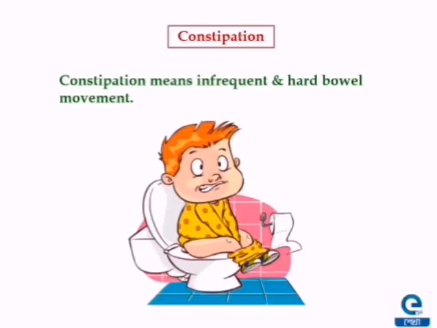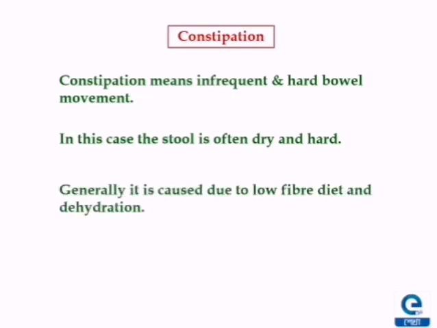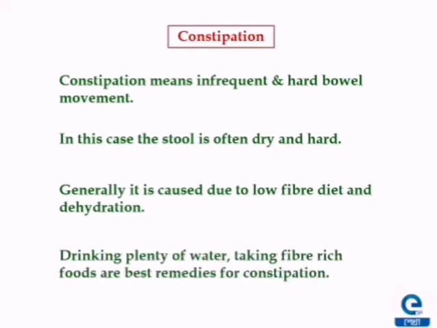The next problem we are talking about is constipation. Constipation means infrequent and hard bowel movement. In this case, the stool is often dry and hard. Generally, it is caused due to a low fiber diet and dehydration. Thus, drinking plenty of water, or the intake of fiber rich food, are the best remedies for constipation.